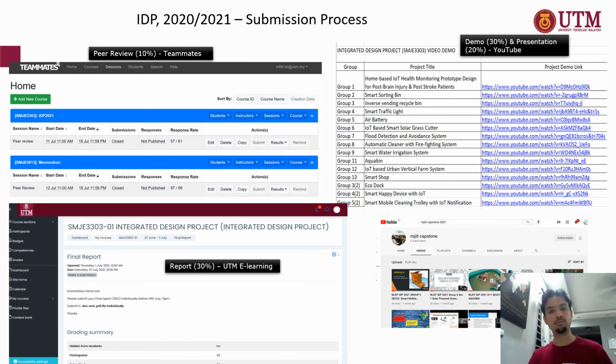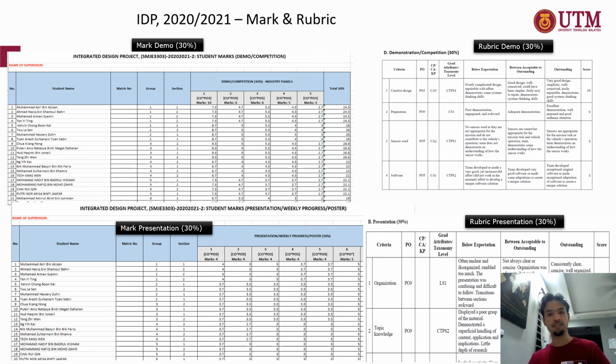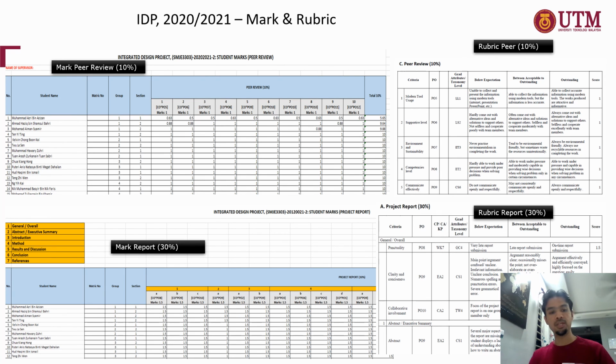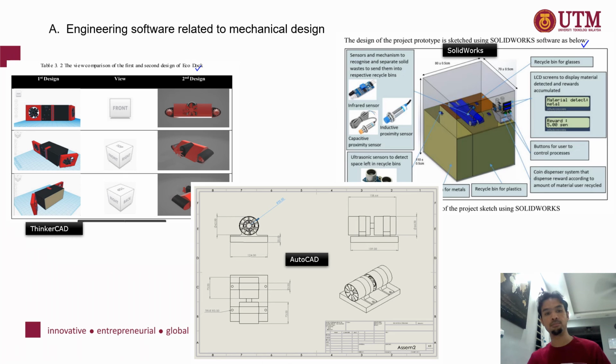We have this type of assessment, peer review based on the teammates. We have a report submission through our e-learning, presentation and demo through our YouTube account. So this is the link. You can see how students showcase their product. This is based on the 15-minute presentation. So rubric of demo and presentation is given based on the early of our class. We have a peer review, mark report, rubric report, and also rubric for our peer review.